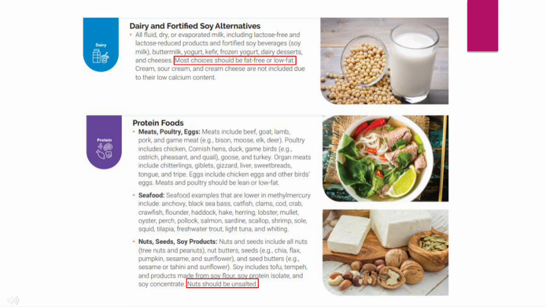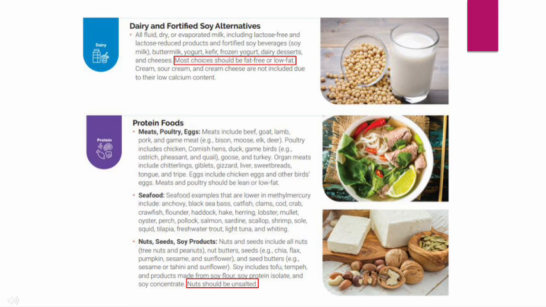Now let us discuss protein foods. Protein is essential for muscle repair, tissue healing, and overall body function. This is especially important in physical therapy. Protein sources include meats, poultry, eggs, seafood, beans, lentils, nuts, and seeds. Now, not all protein sources are equal. Lean meats and plant-based proteins are generally healthier choices.